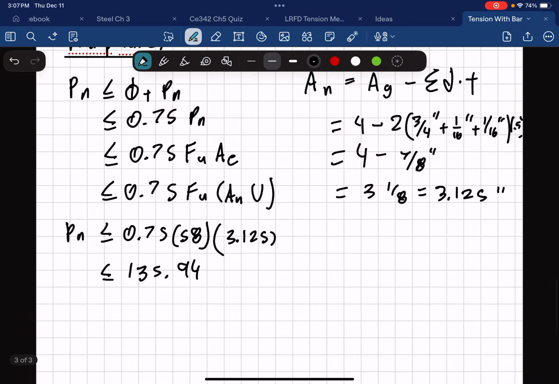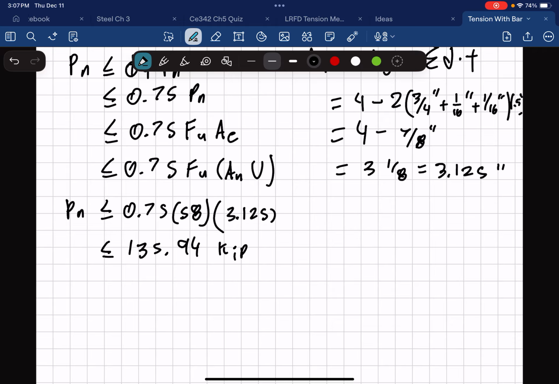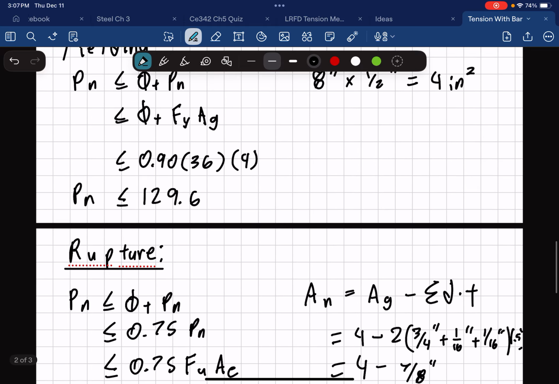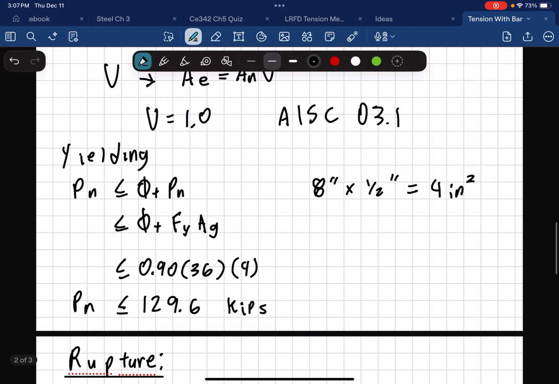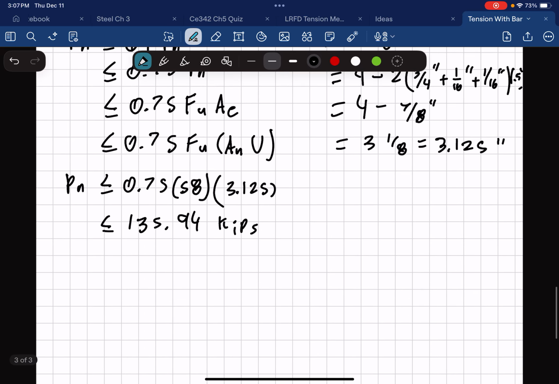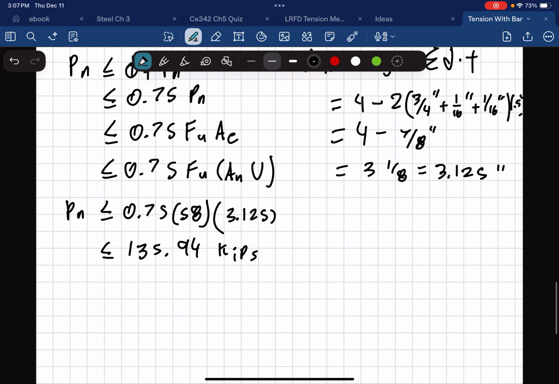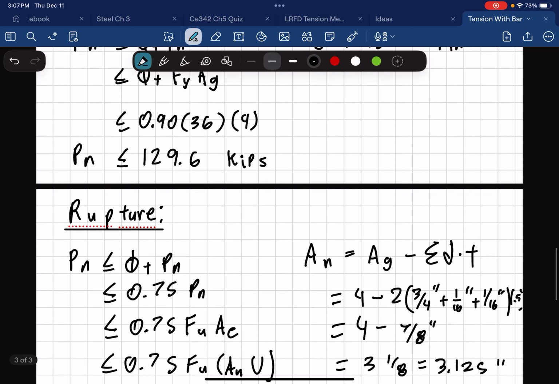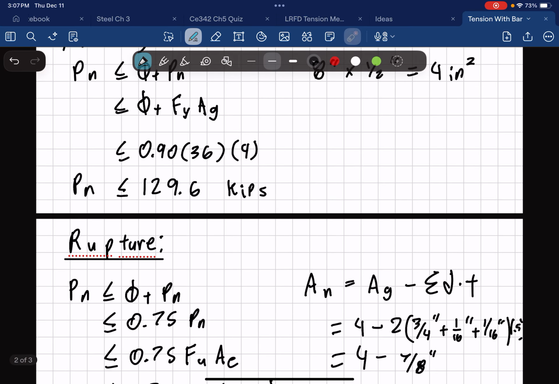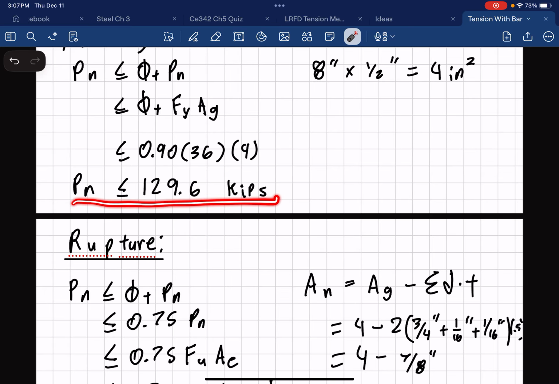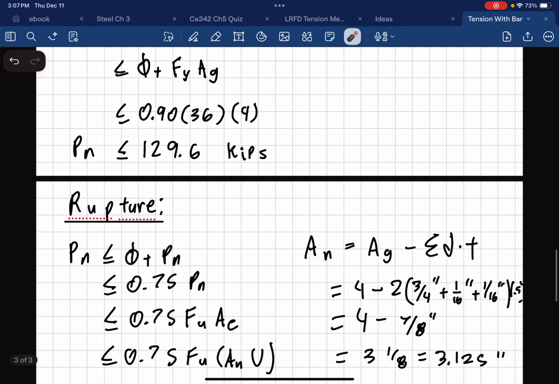135.94 kips, okay? So what's interesting about this is a lot of times you'll see that rupture controls over yielding, right? But in this case, when we get these additional bolt holes, we'll see that we actually have more rupture strength available to us. And yielding is actually what is going to control this situation. So our controlling case is going to be yielding with a value of 129.6 kips. And that's it. That is how we do this problem.